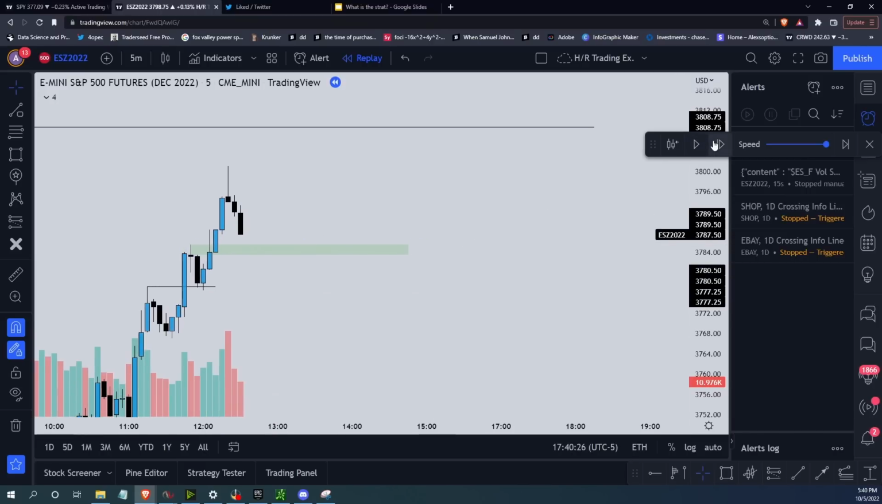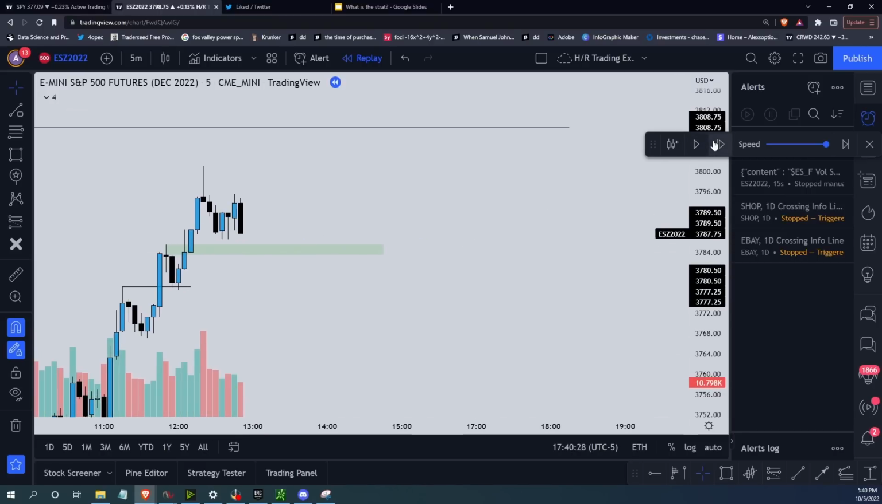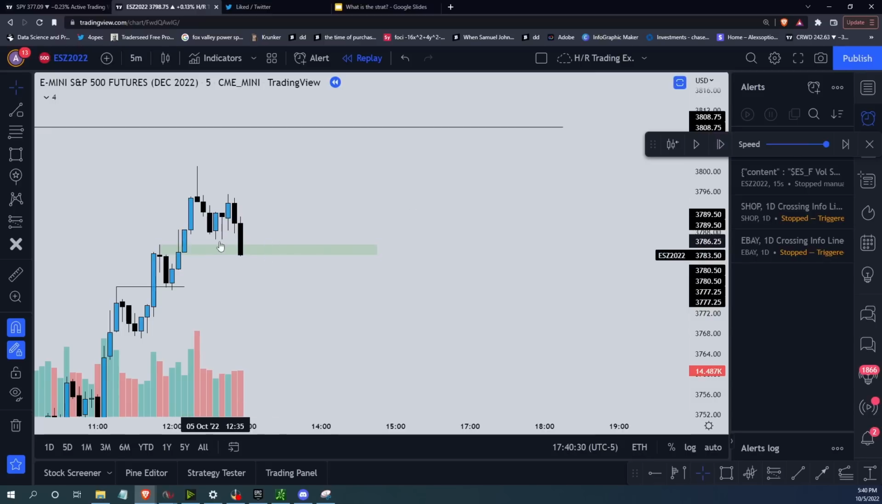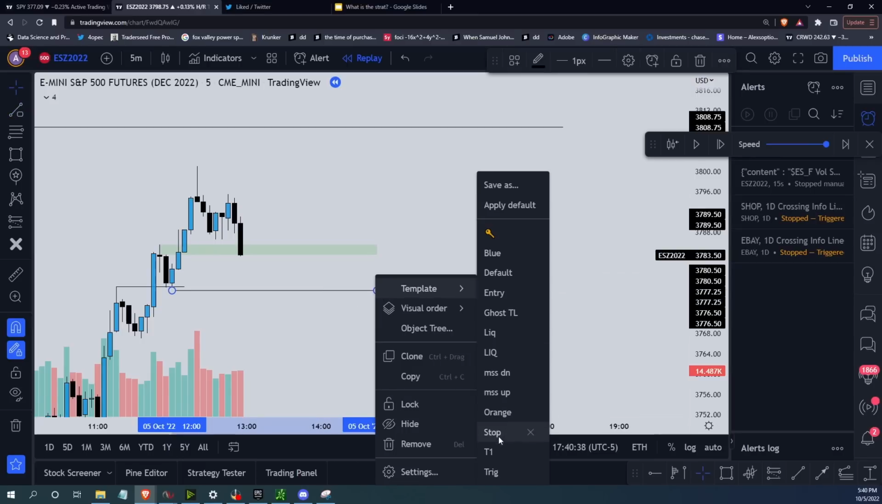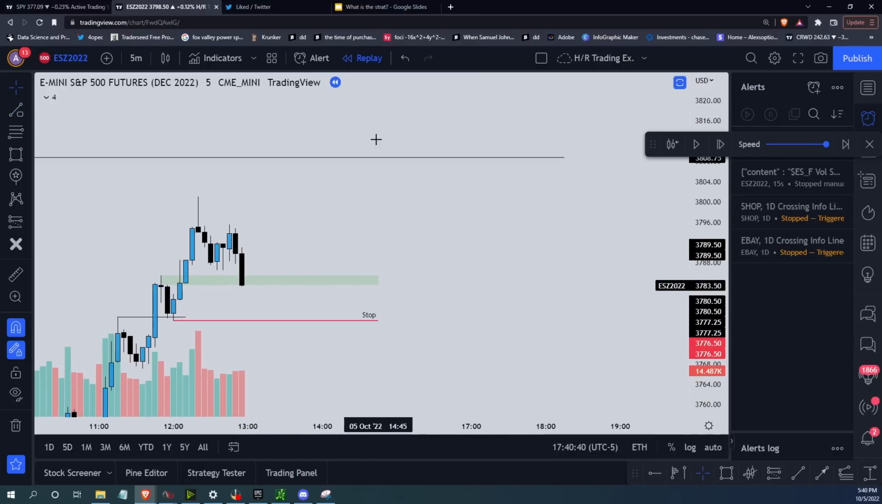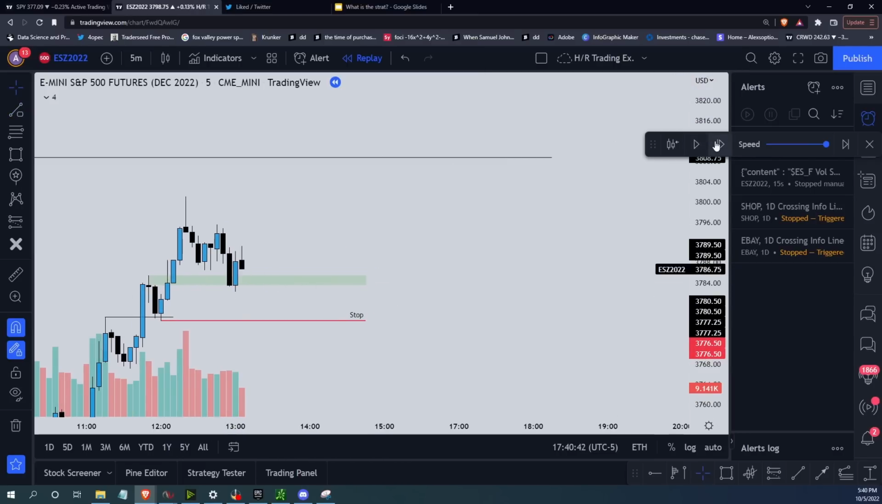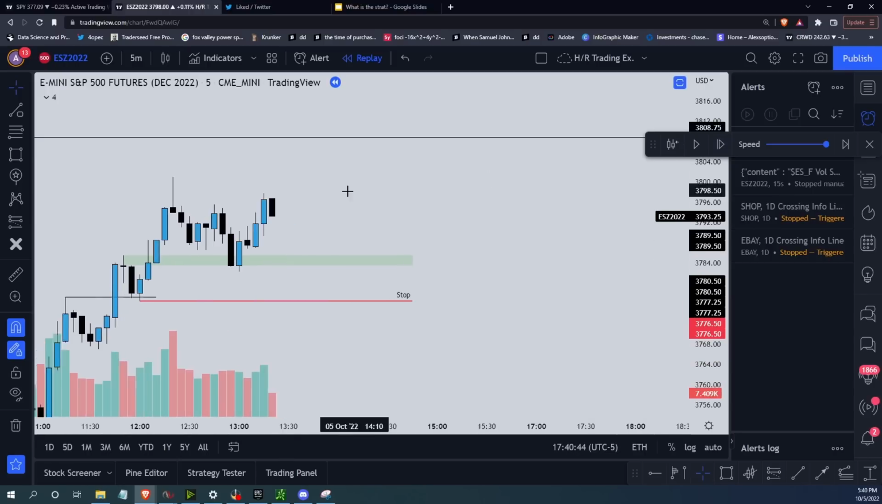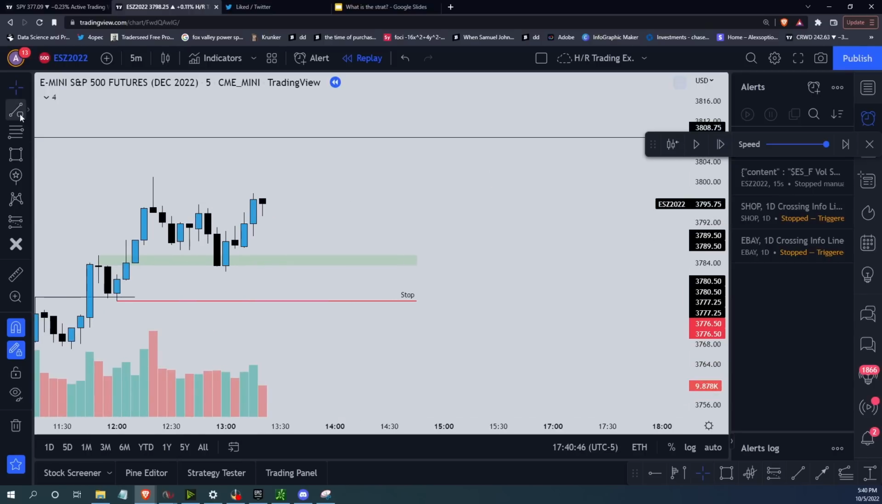So if we do reach into there, you can see it generated liquidity on the smaller sell side, on the smaller time frame, reached into the order block, and invalidation occurs under this low. It should reach into liquidity higher. And then what happens after that?